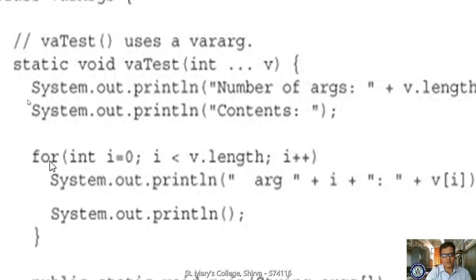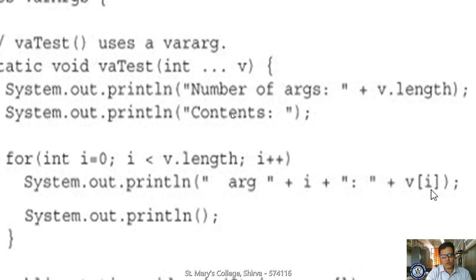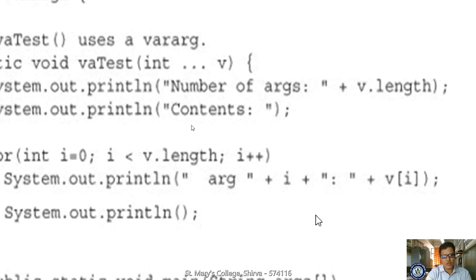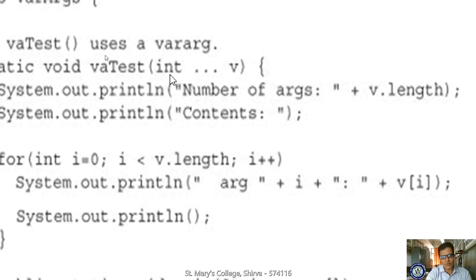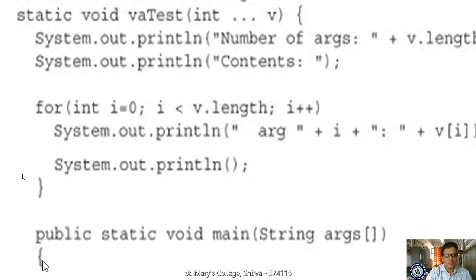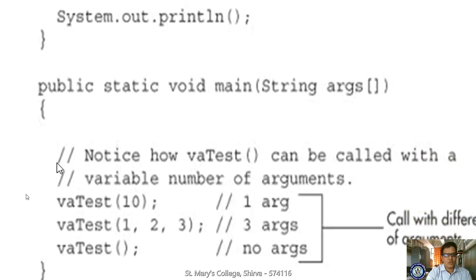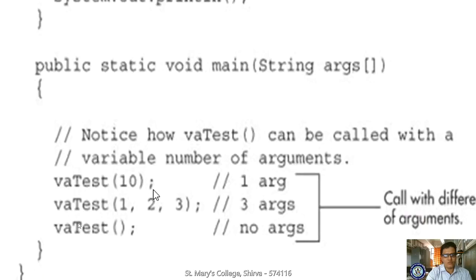For displaying, I am writing the for loop. For int i equals 0, i less than v.length, condition true. If the condition is true, I am displaying the value of v[i], at v of 0th location. Whatever value exists at the 0th location will be displayed, and it will continue according to the parameters you supply in your method. So here the for loop ends. Now I am writing the main method in the same program, that is public static void main String args.